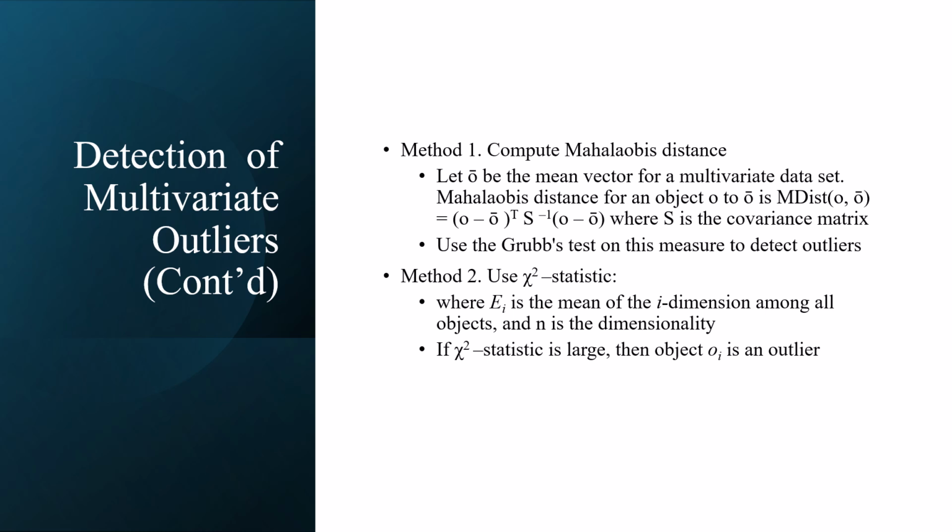The chi-square statistic can also be used to capture multivariate outliers under the assumption of normal distribution. For an object O, the chi-square statistic is given as shown on the screen: chi-square equals sigma i equals 1 to n, (O_i minus E_i) whole squared divided by E_i.